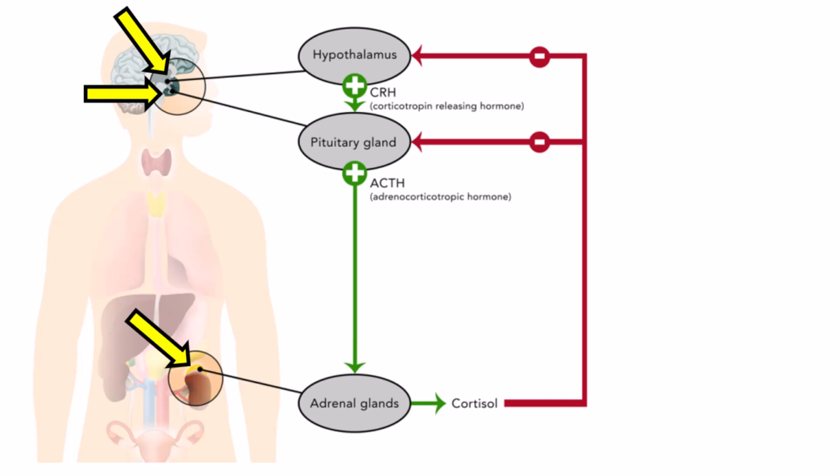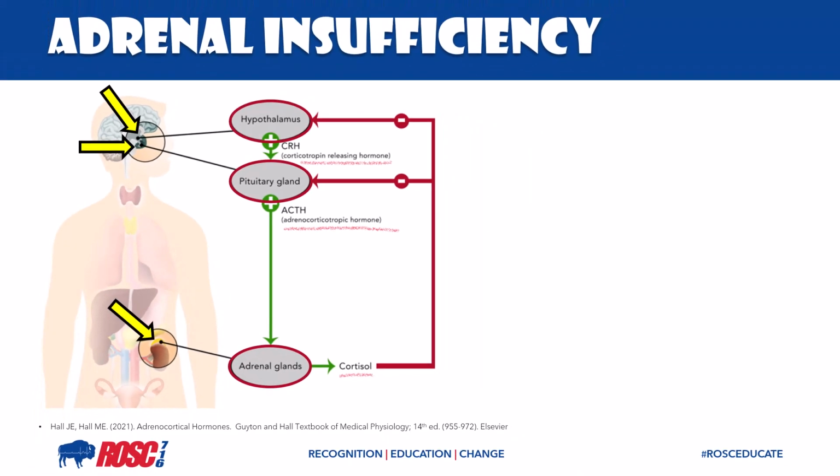When your body needs glucocorticoids, the hypothalamus releases corticotropin-releasing hormone. And this stimulates the pituitary to release adrenocorticotropic hormone. And this triggers the adrenal glands to secrete cortisol. And remember, we have a negative feedback to the system. As cortisol levels get high, CRH and ACTH drop, and this causes the cortisol levels to normalize.